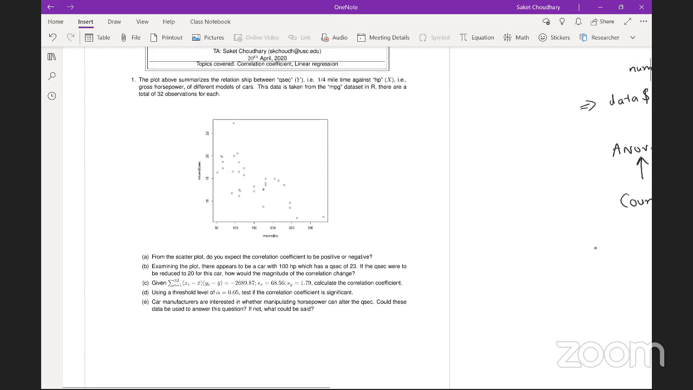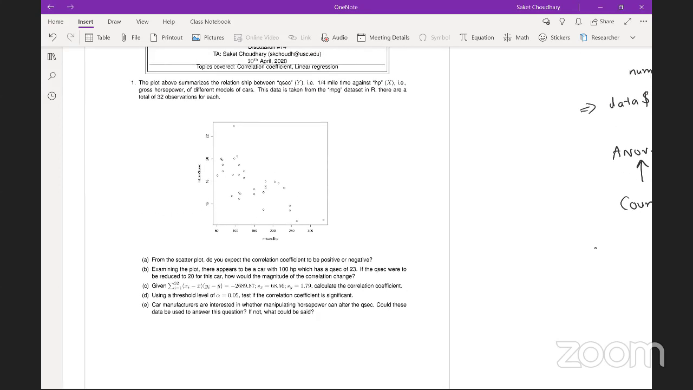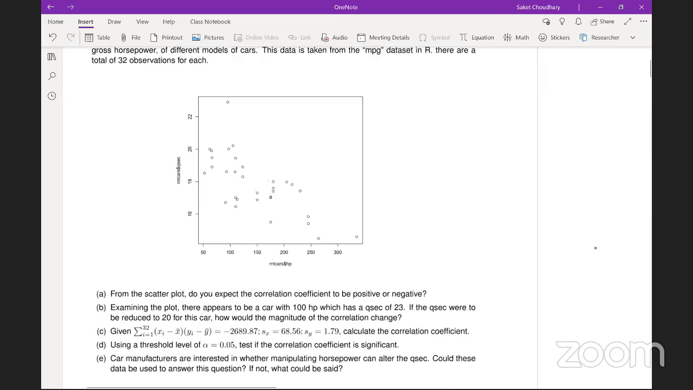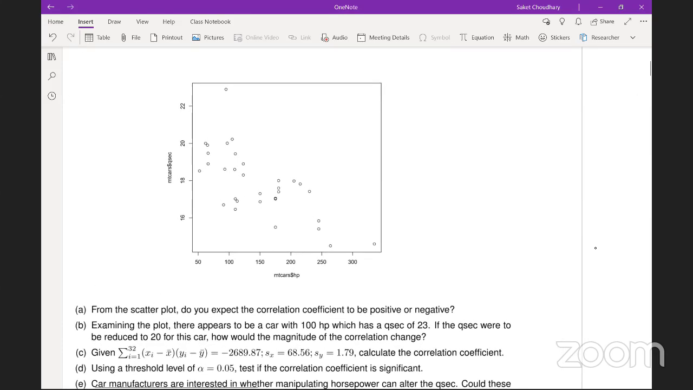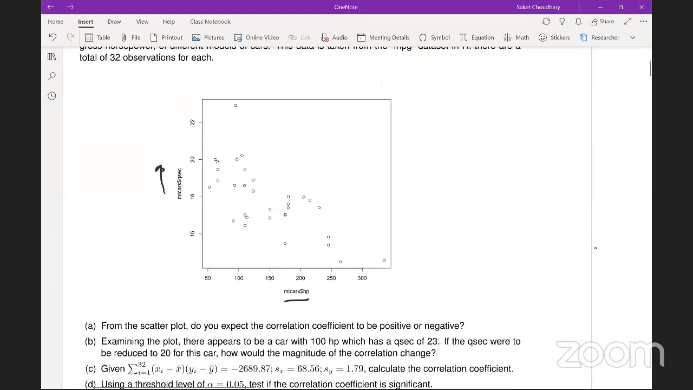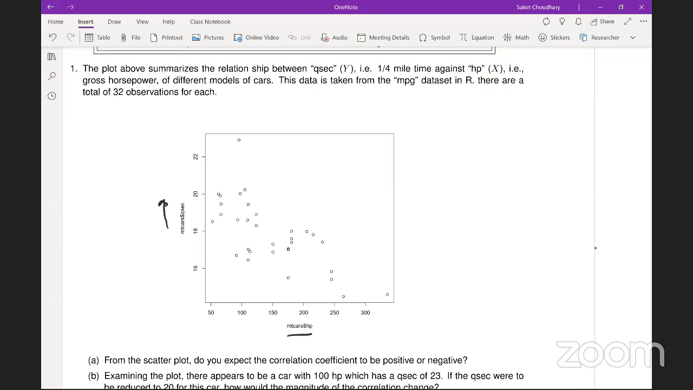The first problem essentially deals with calculating the correlation coefficient. What you're seeing here, let me zoom it a bit, is a scatter plot where the x-axis shows the horsepower and the y-axis shows you the qsec. Qsec is essentially the number of seconds that it takes to speed up to a quarter of a mile.